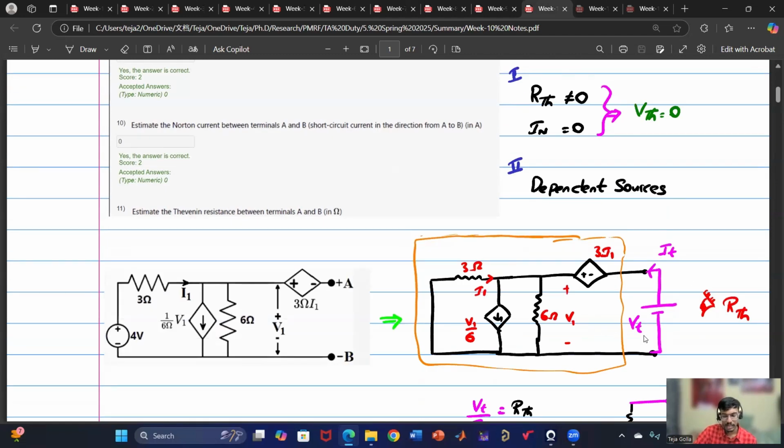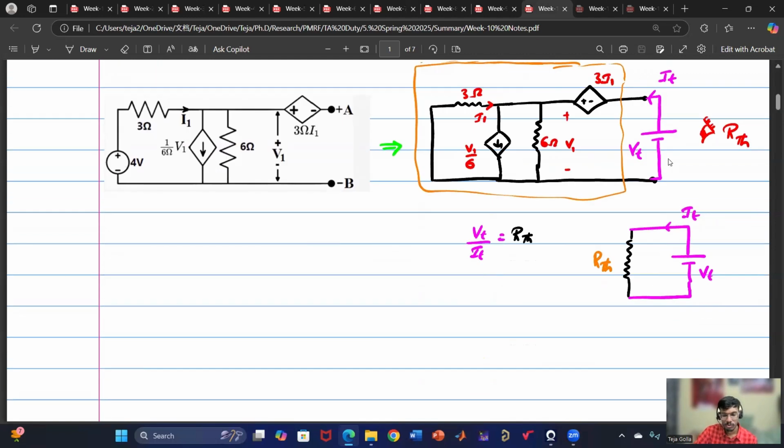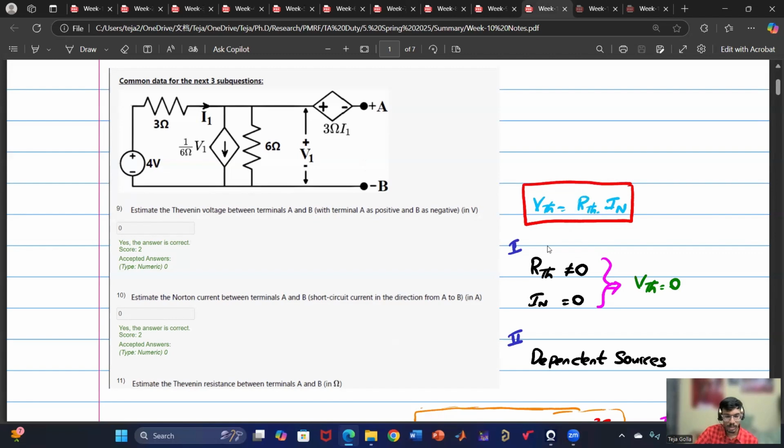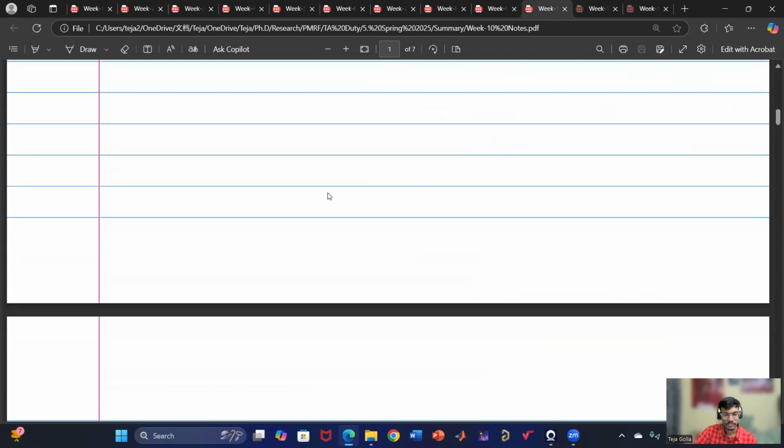I have connected a voltage source VT and assumed that it supplies IT. All the independent sources have to be removed. Means independent voltage sources will be short circuited, independent current sources will be open circuited, but dependent sources will remain the same. And now I have to solve for VT by IT, which is my RTH. So this is one very important problem and kindly take a note of this.